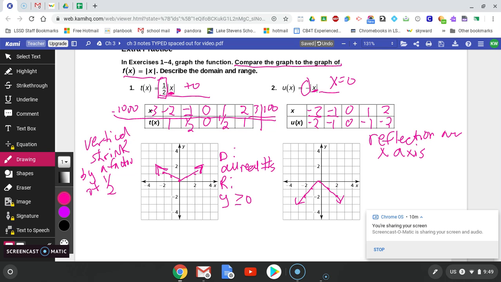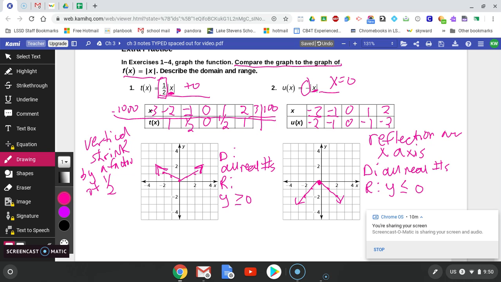And then what's the domain and range? Well, the domain is still going to be all real numbers because it's going left and right forever. And the range on this one, well, this time it goes down forever, but it has a highest point. The highest point it goes to is at 0. So this time y has to be less than or equal to 0 because it's going down from there.